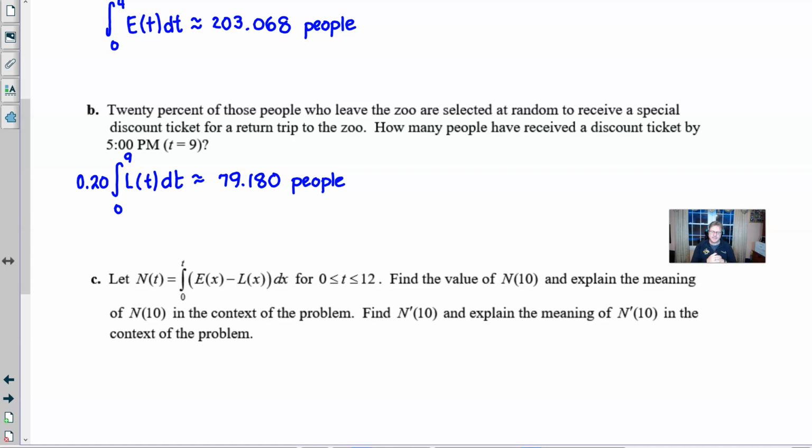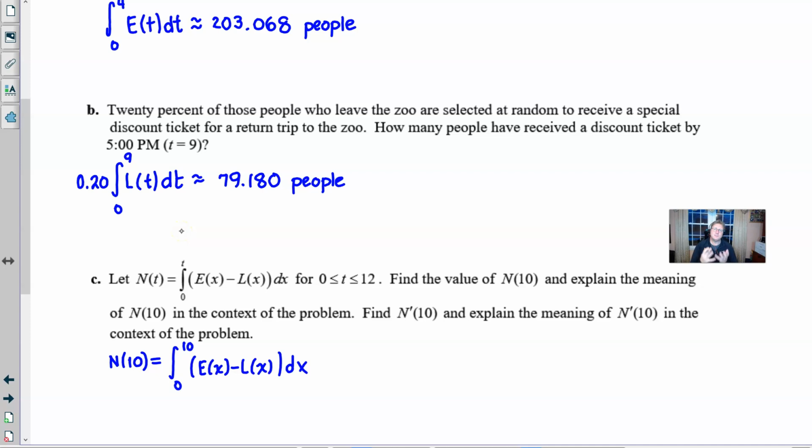What does n of 10 equal, and what does it mean? Well, to find n of 10, I don't think that's necessarily going to be too bothersome, because it seems like we just replace the t in the integral with 10, and we still have our E function minus our L function. And if anybody's wondering, oh gosh, the variable has changed, that's no good, I wouldn't worry about that. We need to use a dummy variable of x here if we impose a time variable in our boundaries.